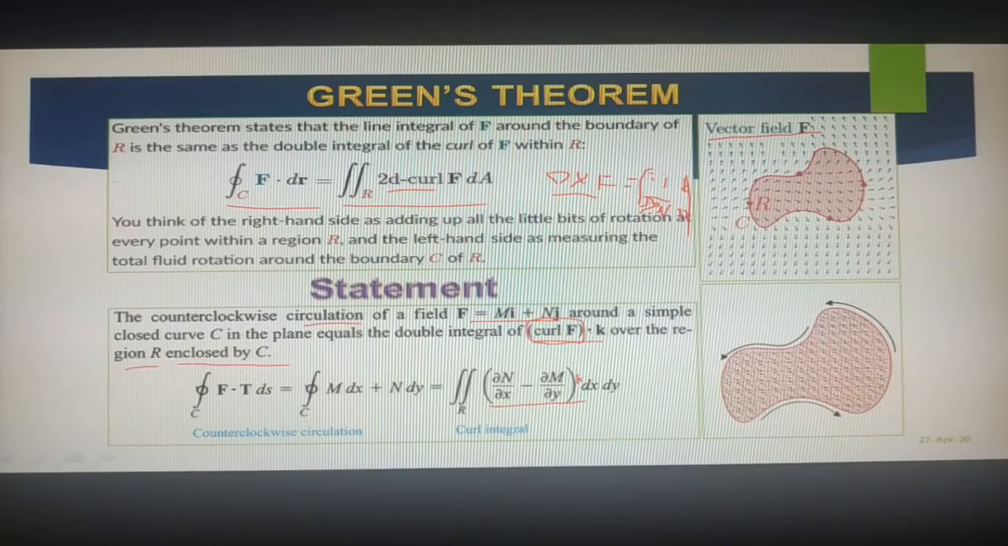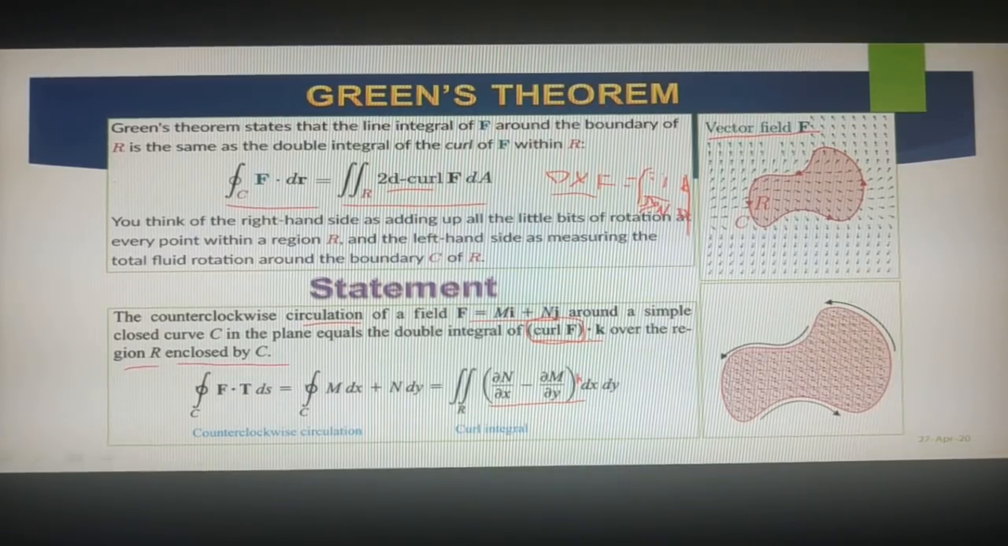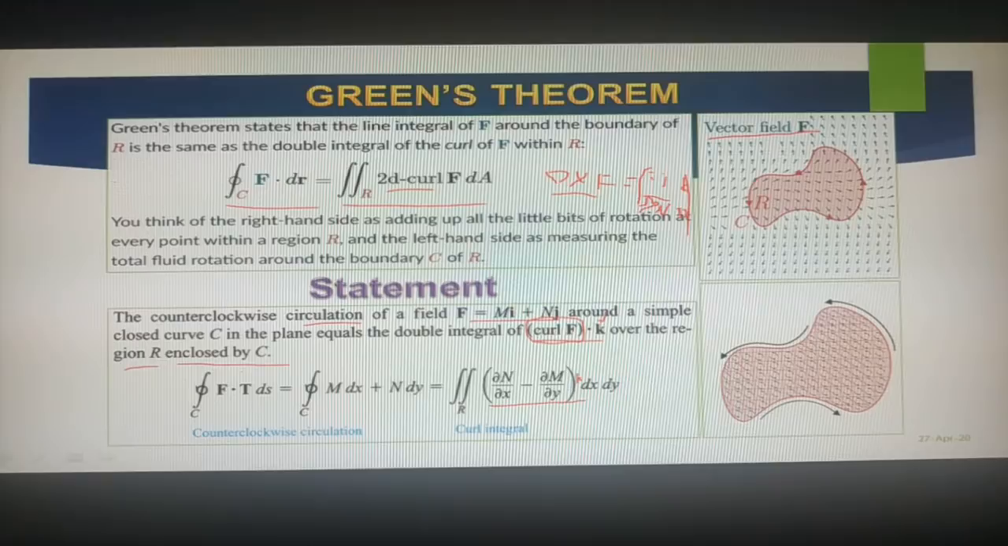then when you take n, as I said, the curl always has its orientation in the normal direction. So here it is the upward direction, on the xy plane towards the z direction. So I have to multiply with k, with the dot product.